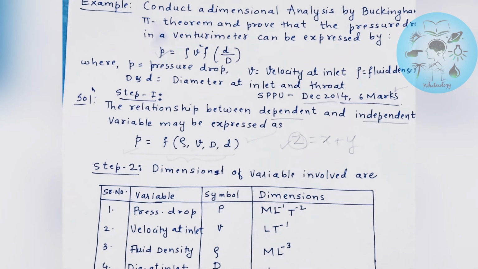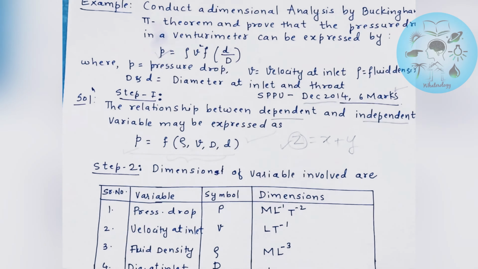So we have to remember the unit. With the help of the unit you can write down the dimensions. So I have written the dimensions of all the parameters with the help of their formulas and units. Now step number 3 is to find the dimensionless pi terms.